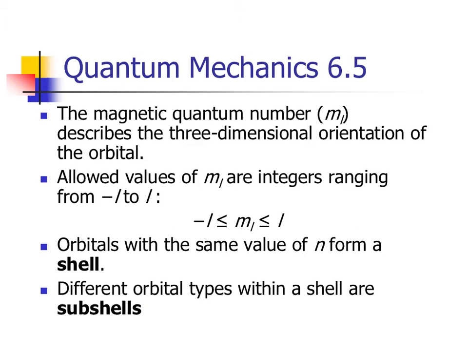Then the magnetic quantum number, kind of the how does it orientate in space? That is your magnetic quantum number, that we have as M sub L to indicate that. It is the negative of your L value to the positive of your L value using integers. Orbitals with the same n, principal quantum number, form a shell. Different orbital types within a shell are called subshells.